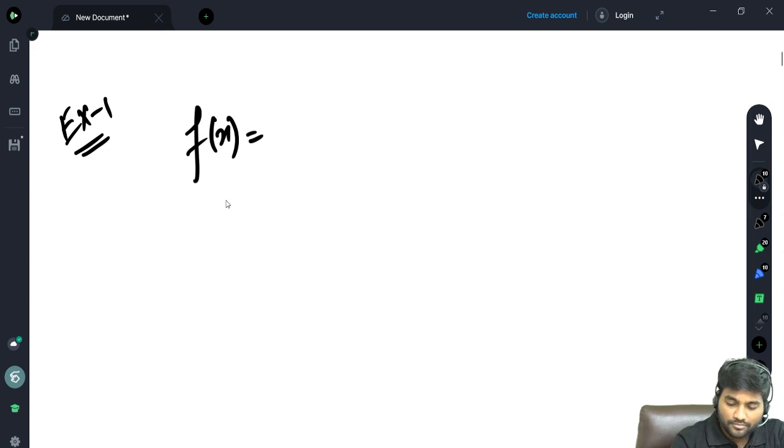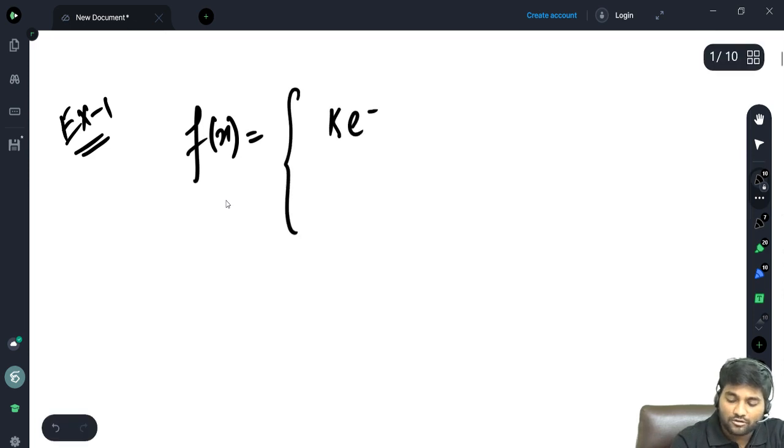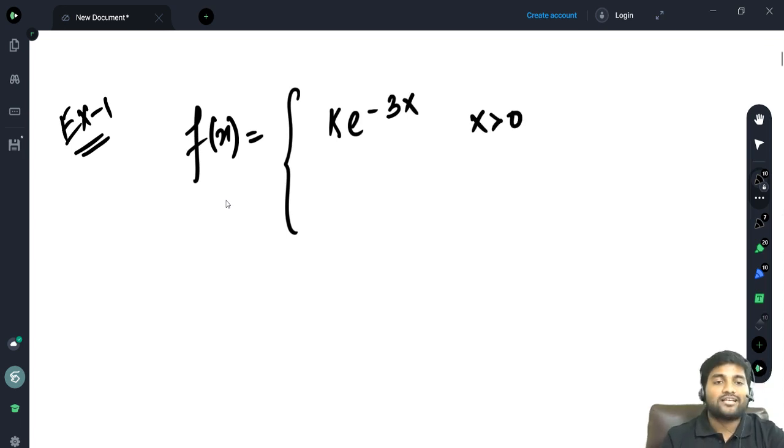fx is given as k e to the power minus 3x, x is greater than 0. Okay, so assuming this is a valid PDF, we need to calculate the value of k. Do it. So how will we do it?